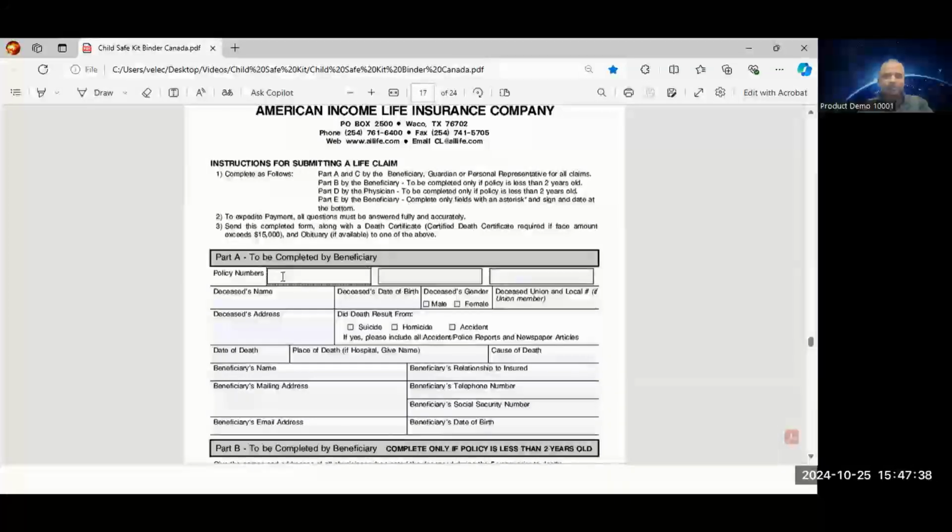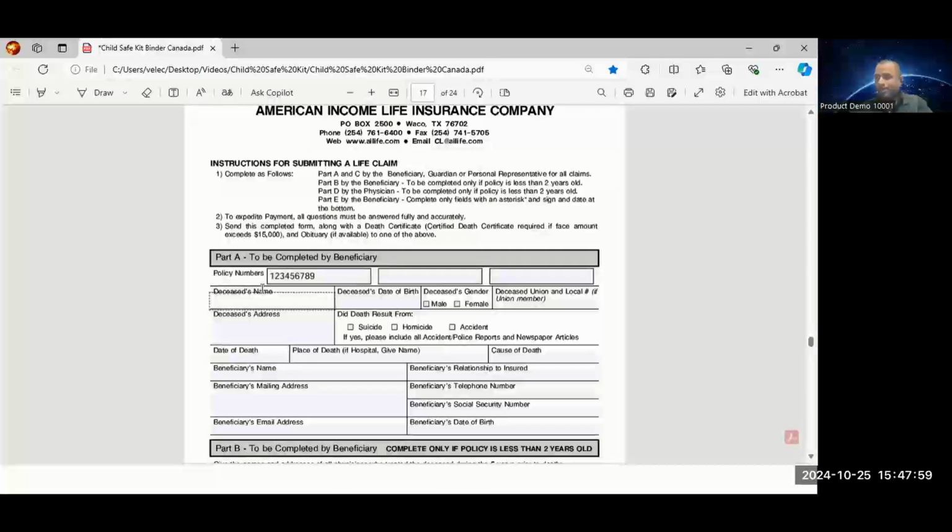So let's say the policy number in this case is 1, 2, 3, 4, 5, 6, 7, 8, 9. Should you have any other policies, such as group policies or any other individual policies with any other life insurance company, you may type in those numbers over here.